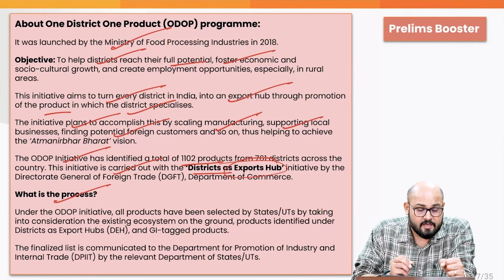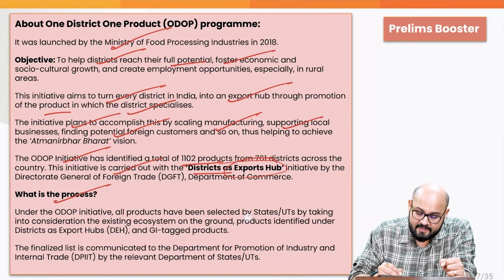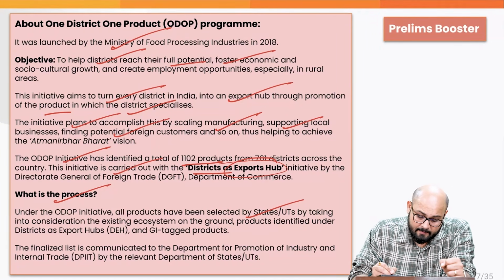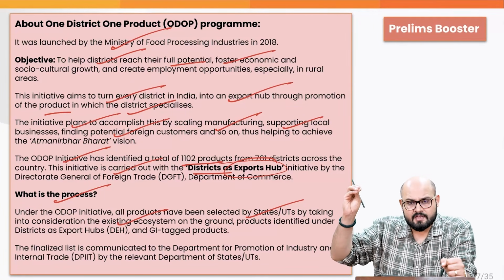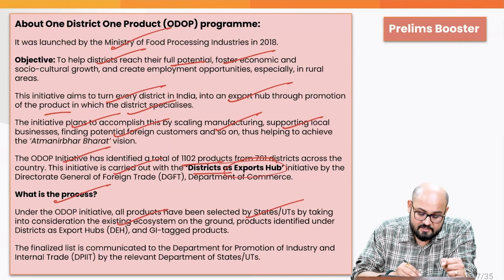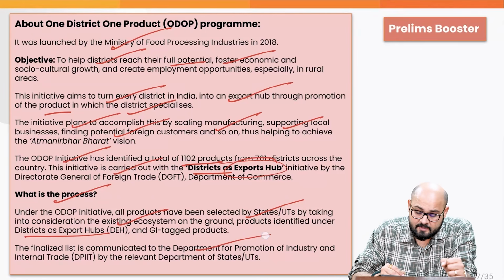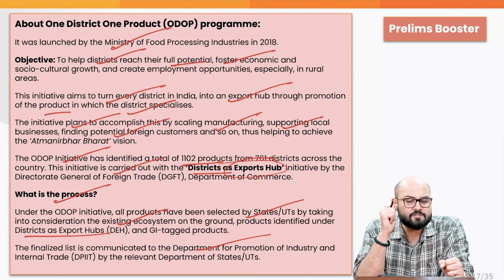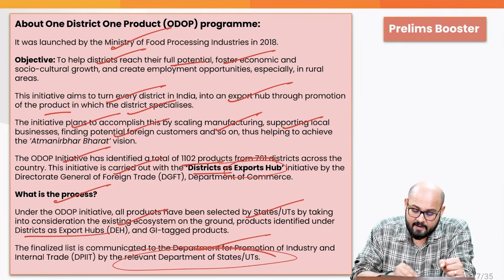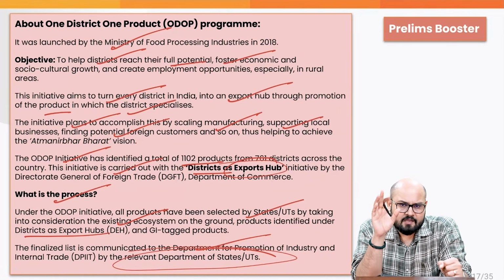What is the process? Under the ODOP initiative, all the products have been selected by the states and UTs by taking into consideration the existing ecosystem on the ground. What is their expertise? In which product they specialize? Products identified under the districts as export hub. The finalized list is communicated to the Department of Promotion of Industry and Internal Trade, which is under, obviously, the Ministry of Commerce and Industries, by the relevant department of the states and UTs. So that is what you'll have to understand.